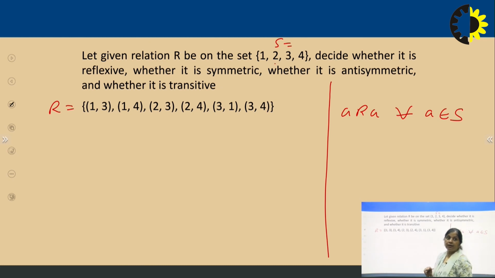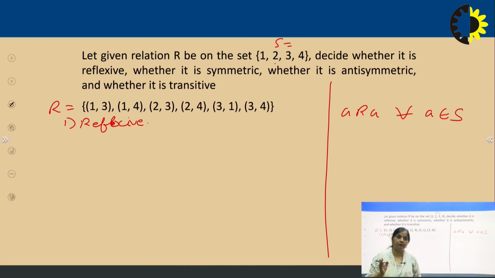So I need to check, is it a reflexive set? We need to check reflexive, symmetric, antisymmetric and transitive. So the first step I am taking is reflexive. What is reflexive? When A is related to A for all A belonging to S. Now from here we need to check what our elements are: 1, 2, 3, 4. It means 1 should be related to 1, 2 should be related to 2, 3 should be related to 3, 4 should be related to 4.